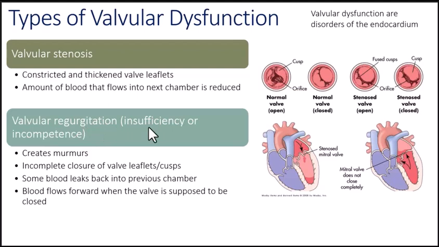In valvular regurgitation, also known as valvular insufficiency or incompetence, the valve leaflets, also known as the cusps, fail to shut completely. Normally, when blood moves from one chamber to the next, during certain stages of the cardiac cycle, the valves will shut behind like a door, preventing the backflow of blood. We want it moving in one direction. But with valvular regurgitation or insufficiency, they're just not closing like they should. It's incomplete. And what this is going to do is permit blood flow to continue even after the valve is supposed to be closed.